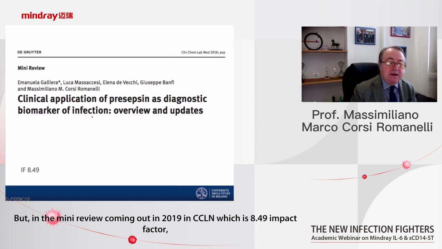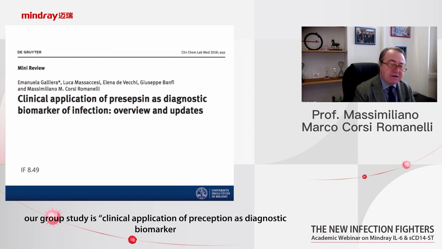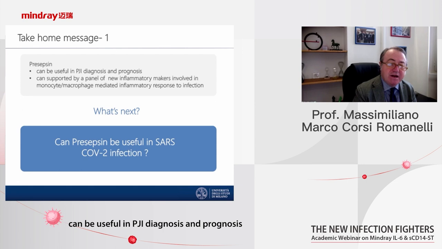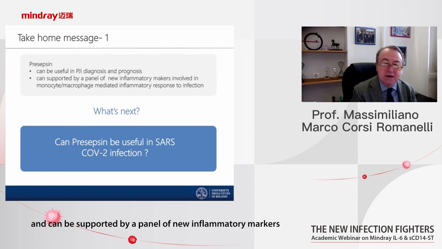But in the mini review that came out in 2019 in CCLM, impact factor 8.49, from our group, "Clinical application of presepsin as diagnostic biomarker of infection: an overview and update," we put all of these things. The take-home message for us is that presepsin can be useful in PJI diagnosis and prognosis, and can be supported by a panel of new inflammatory markers involved in monocyte-macrophage-mediated inflammatory infection.